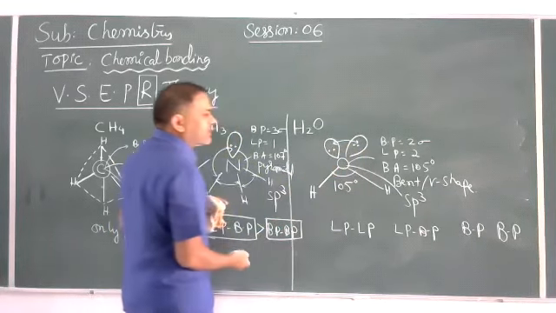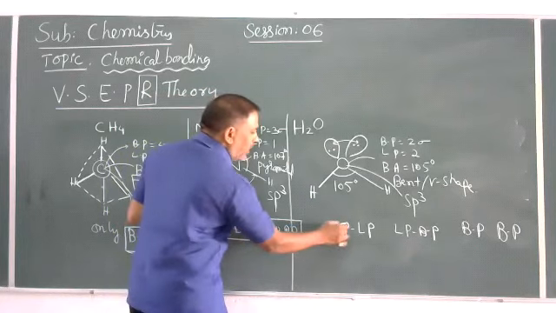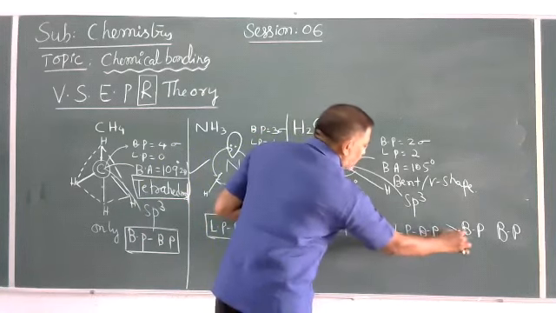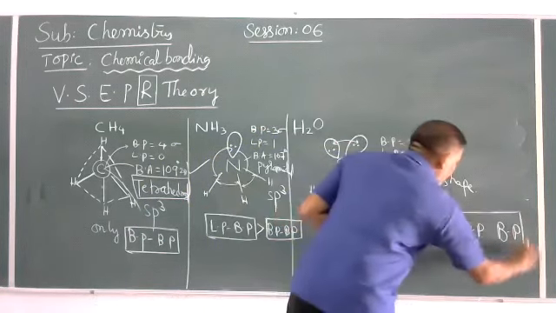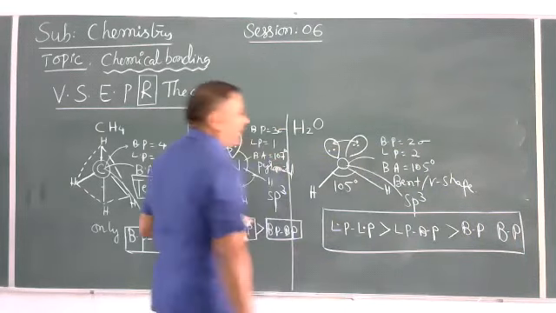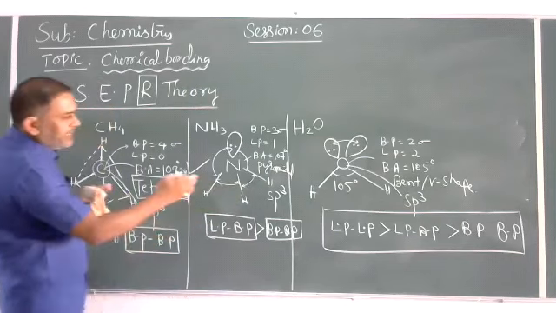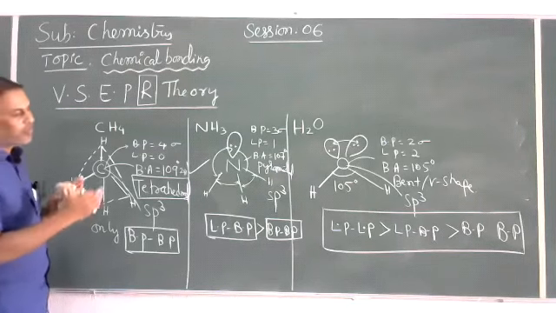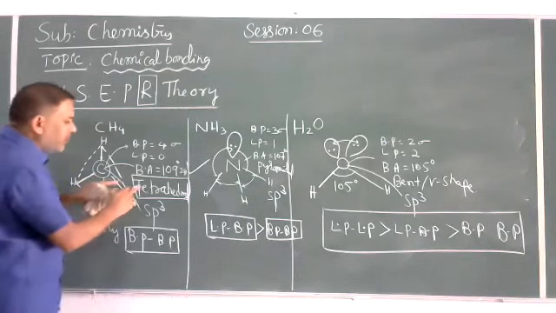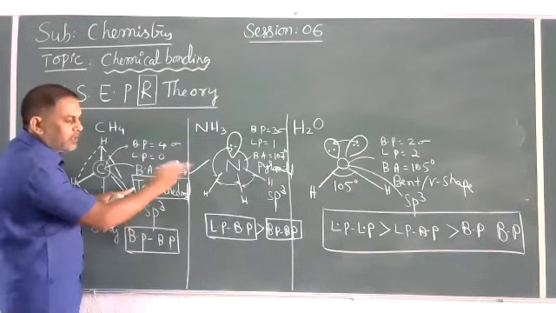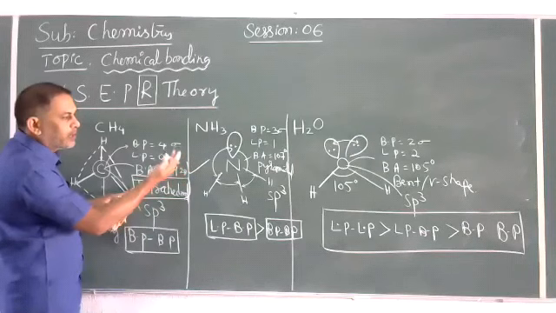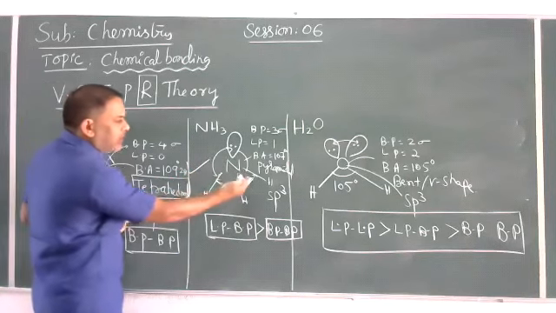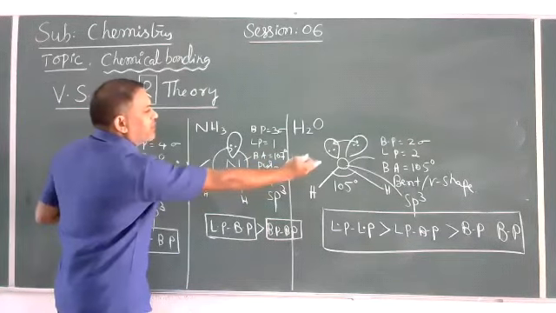The number of lone pairs increases here. Lone pair and lone pair repulsions are greater than lone pair and bond pair repulsions, which are greater than bond pair and bond pair repulsions, according to valence shell electron pair repulsion theory. Once we observe all three examples, as the number of lone pairs increases, the bond angle decreases, and the regular tetrahedral shape changes to an irregular, distorted one. Based on the number of lone pairs, the geometry changes from tetrahedral to pyramidal, and as lone pairs increase again, from pyramidal to bent or V shape.